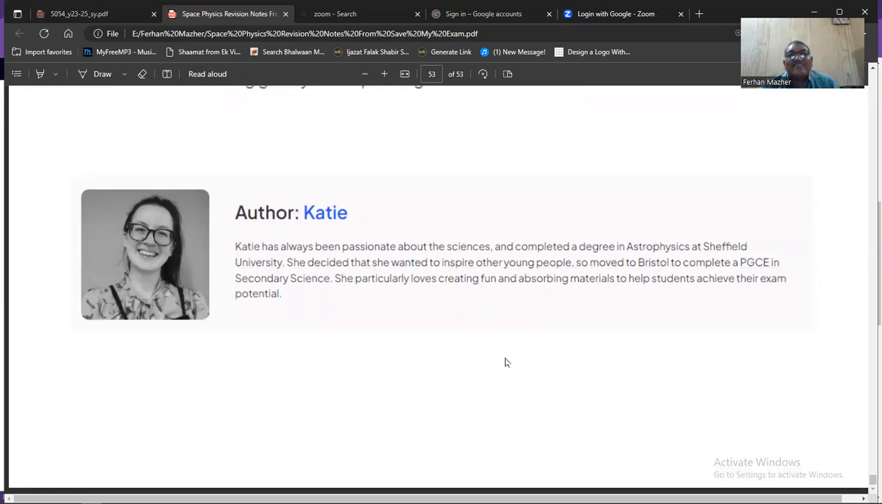So, my dear students, we have reached the end of this. This was a source which was available to revise the topic, space physics. And I have downloaded this whole literature from the website Save My Exams. This literature is written by Miss Katie. And I thought that this can be a useful thing for my students all around the world to revise the space physics.